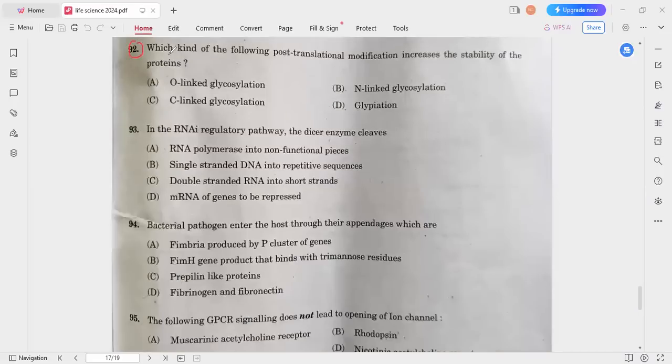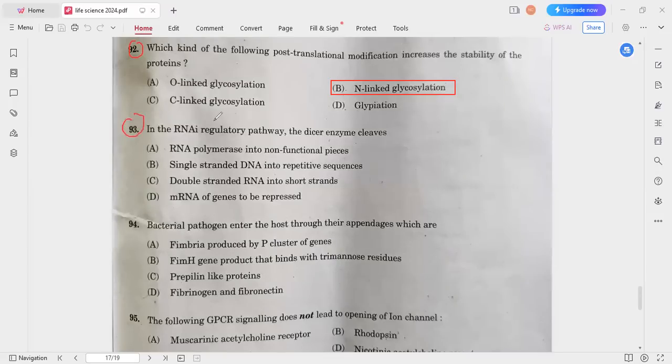Question number 92. Which of the following post-translational modifications increases the stability of proteins? Here, the stability of proteins is increased by N-linked glycosylation, because in N-linked glycosylation, sugar attaches to asparagine, which aids in proper folding and protects against degradation, and this enhances stability. That's why option B is the correct answer for question number 92. So next question, that is question number 93.